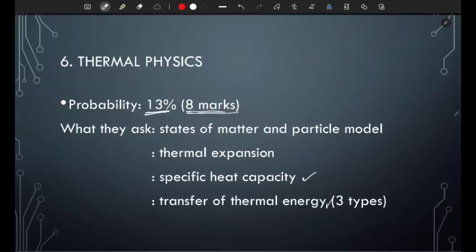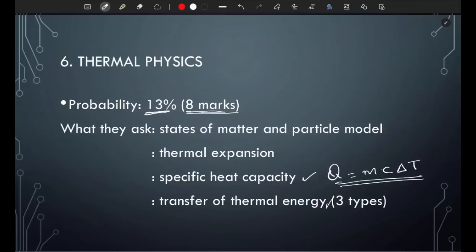So you should know the formula for specific heat capacity, which is energy equals mass times specific heat capacity times change in temperature. You should understand this formula and know how to manipulate it. I've also gone through this formula in my crash course video, so make sure to check that out.